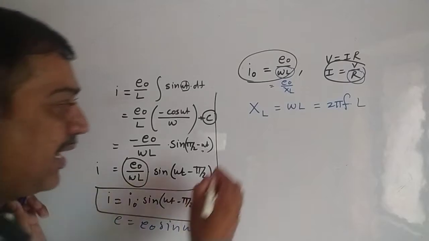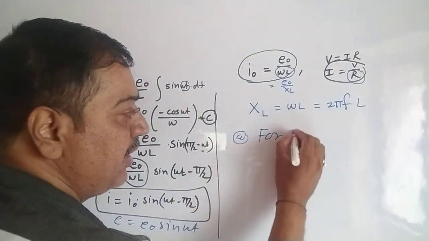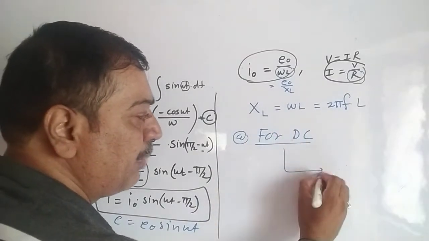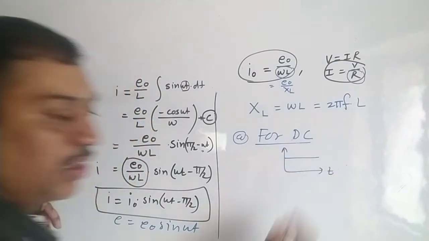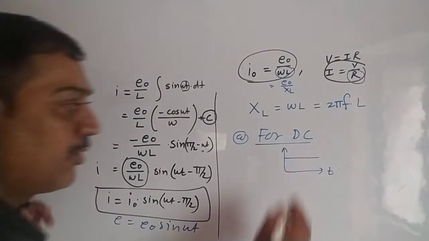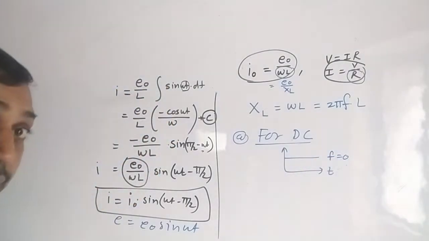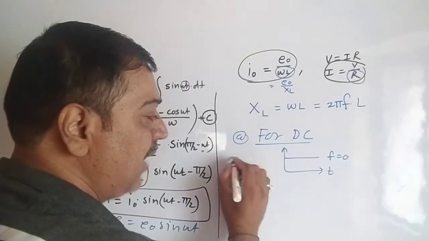Now for AC and DC we have to find out first. For a DC circuit, or direct current, we know that it is represented like this. It is not changing with time. This is time, it is not changing, it is constant. If it is constant, what is the frequency? Its frequency is 0. DC frequency is 0. If you put that here, what is XL?